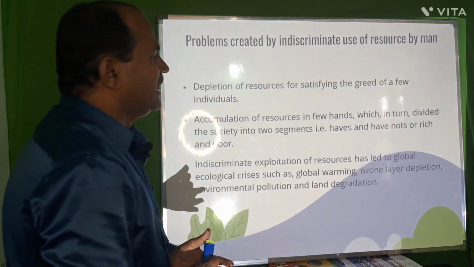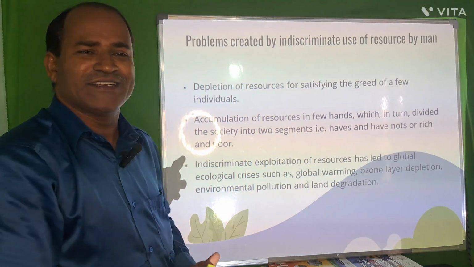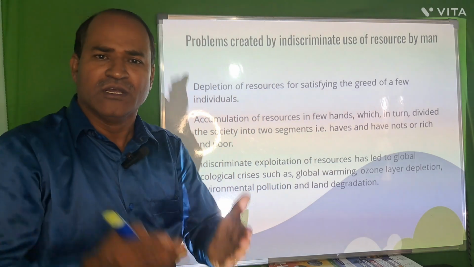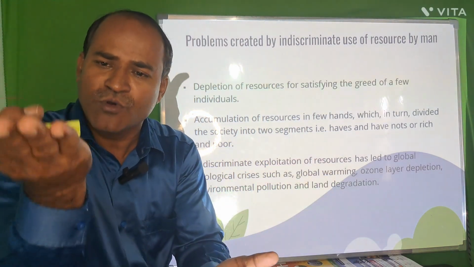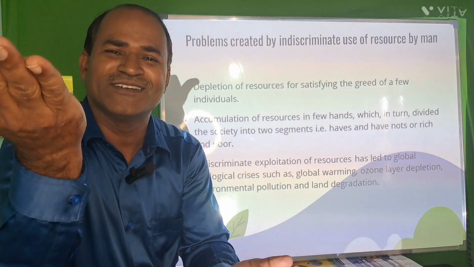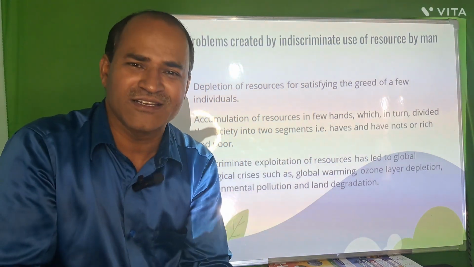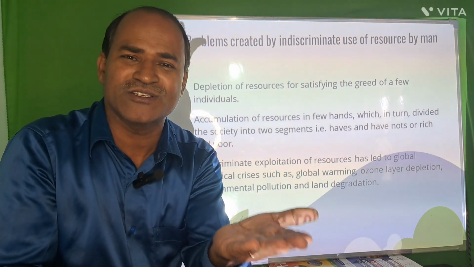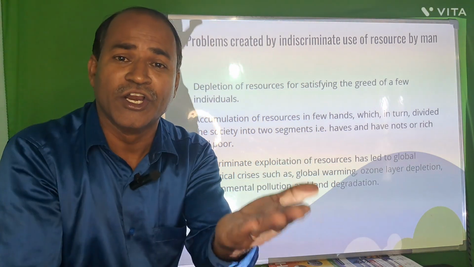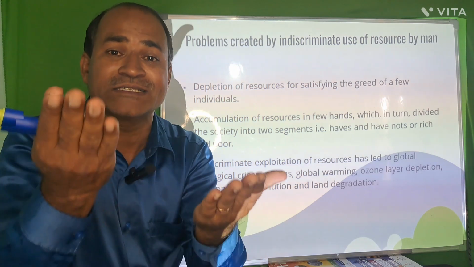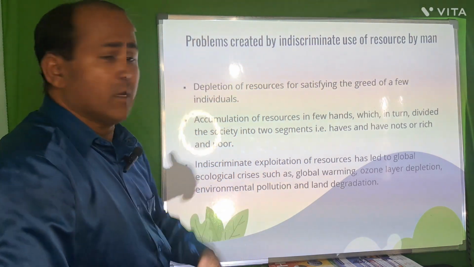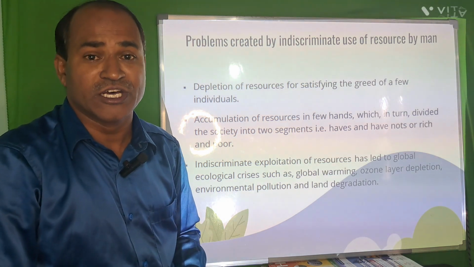Only a few people will accumulate, which can in turn divide the society into two segments, that is haves and have-nots. Where the resources are more, the people utilize more, and they become rich. Where the resources are very few, they don't know how to utilize the resources, and they become poor. So haves and have-nots, rich and poor, these kinds of discriminations can take place with the help of indiscriminate use of the resources.